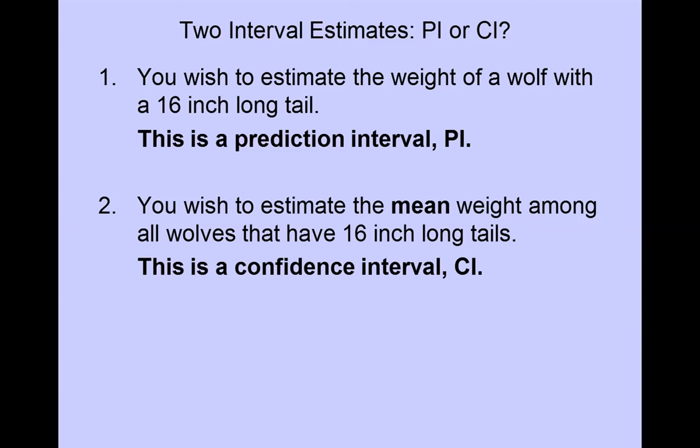So the second case, the confidence interval, the CI, is where you would use that interval if you're estimating the mean weight among all wolves that have 16-inch long tails. And again, even if for all 16-inch long tails some wolves are heavier or lighter, on average that mean isn't going to be as variable as an individual weight of a wolf would be. So the confidence interval is going to be narrower.